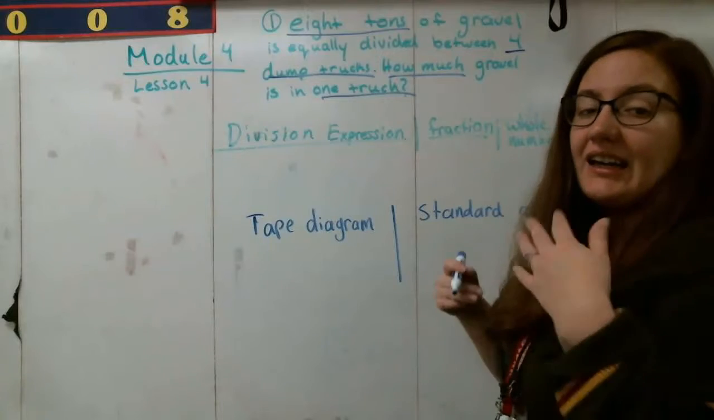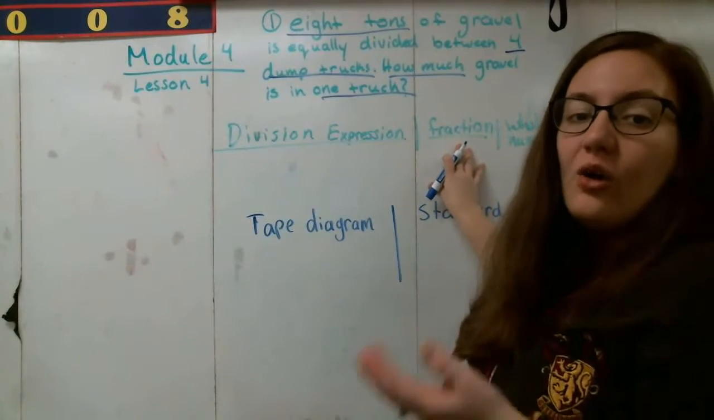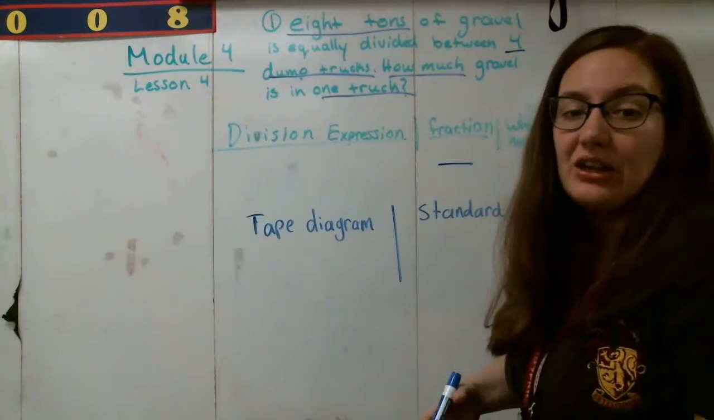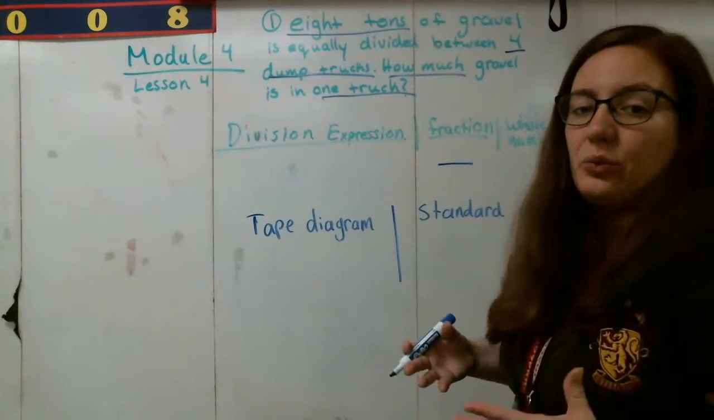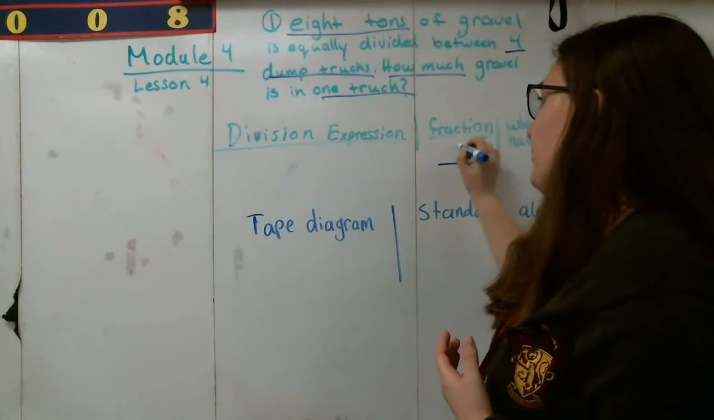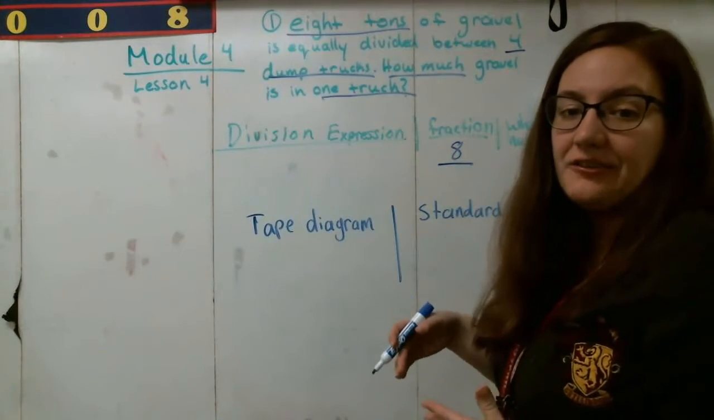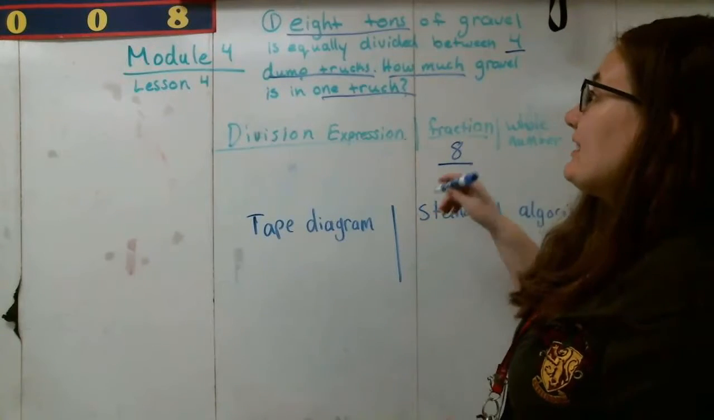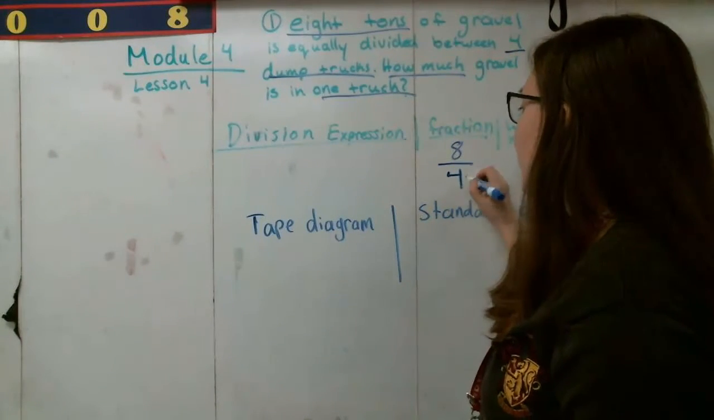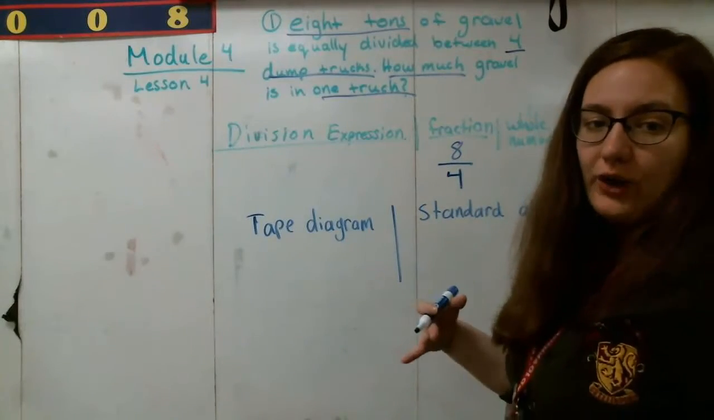So to do this, again, I want to create that fraction. We're actually going to start with that. With my fraction, my numerator, my number on top, is the number of things that I am dividing. So what am I dividing up? Well, I am dividing up this gravel, so I'm going to put that number on top, 8. And then I want to think about, well, what is it getting divided by? Well, this is getting divided by 4 dump trucks, so I put the number 4 underneath that. So our fraction for this problem is 8/4.